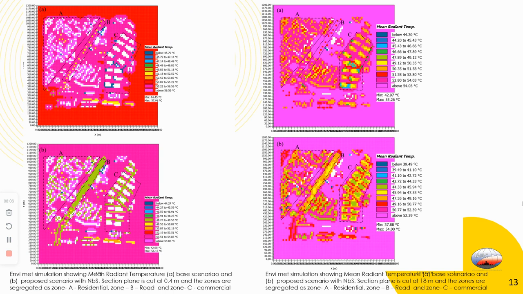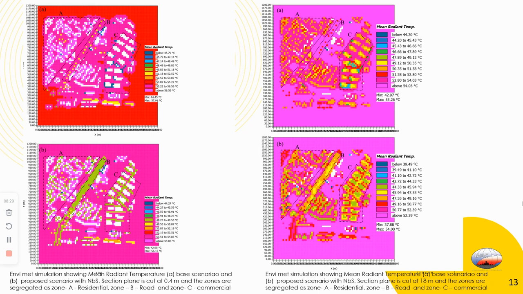So the result actually showed the mean rate. This is the initial. This is the residential area, this is the street, and this is the commercial area. So I cut sections in two different planes. The first section was cut at the 40 centimeter scale to check what mean radiant temperature could be experienced at such a low level.